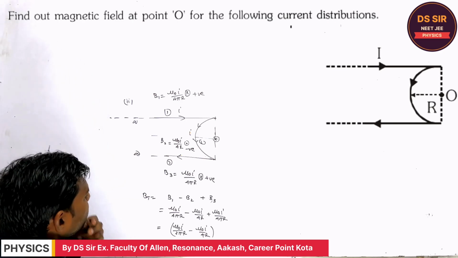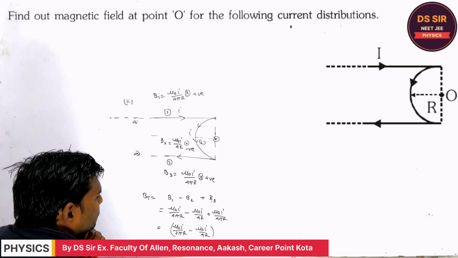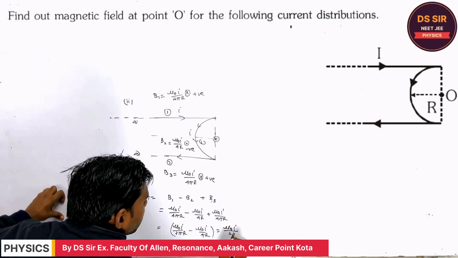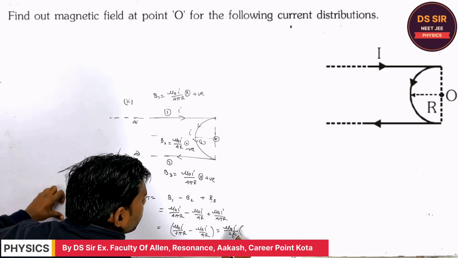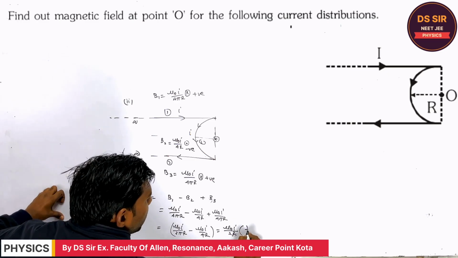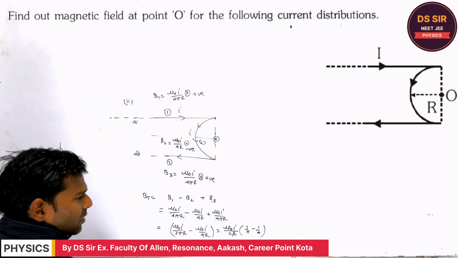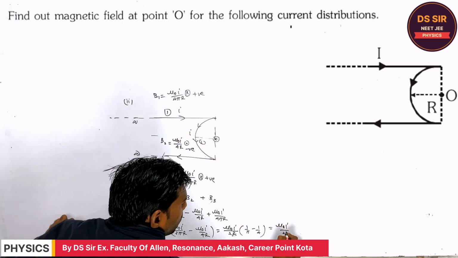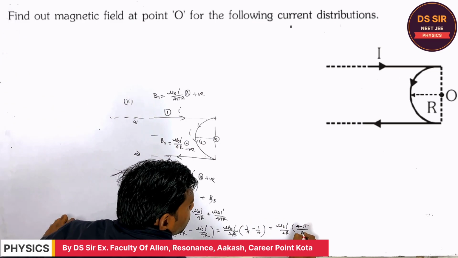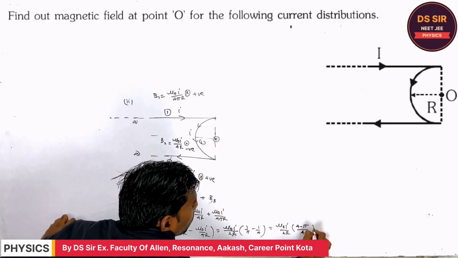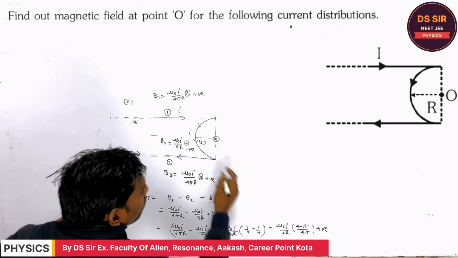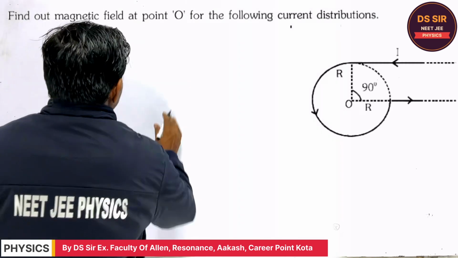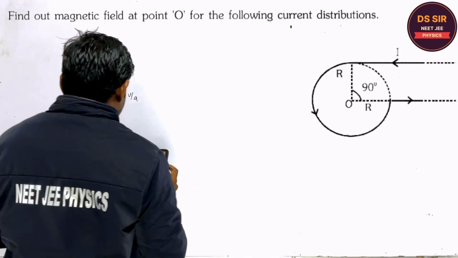So is it positive or negative, you tell? Mu naught I upon 2r, if you take common, then what will you get? 1 upon pi minus 1 upon 4, right? So it comes to be mu naught I upon 2r, 4 minus pi upon 4 pi. It is positive. Therefore, positive take is the into the board, right? Copy this. So this is the fifth A part, right?